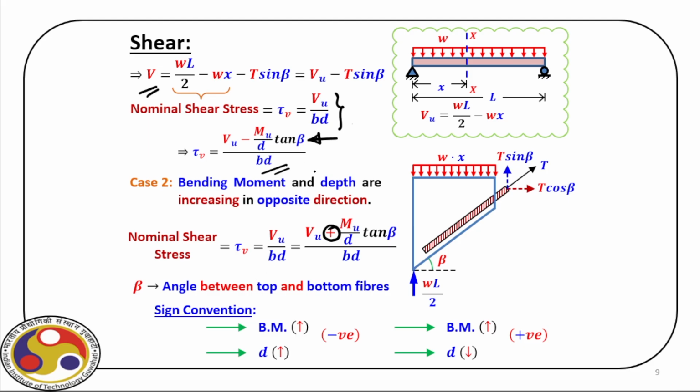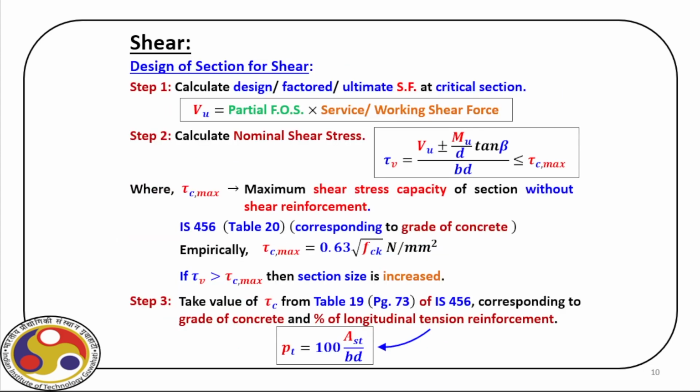All other derivations will remain the same. So, we can find out what is tau V. That is the nominal shear stress. Obviously, the direction of the forces is important. We have to keep track of proper dimensions and the sign conventions.